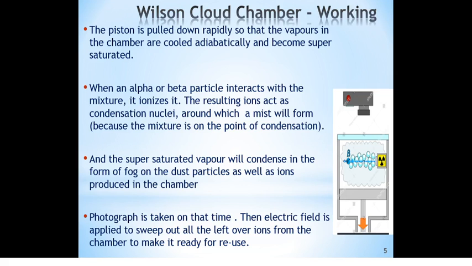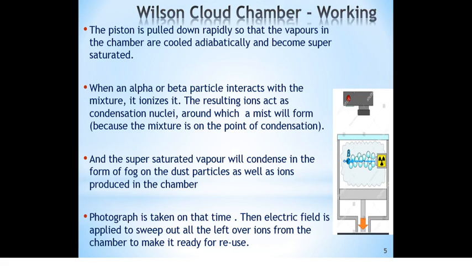Now what happens when an alpha or beta particle interacts with the mixture? Here we have a radioactive source. From this, either alpha, beta or gamma particles will enter the chamber. So what happens? This nuclear radiation will ionize the mixture inside the chamber.